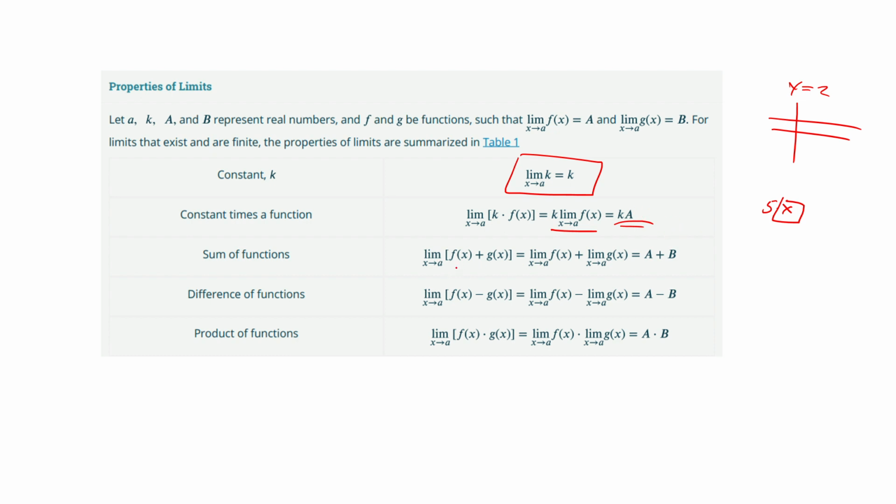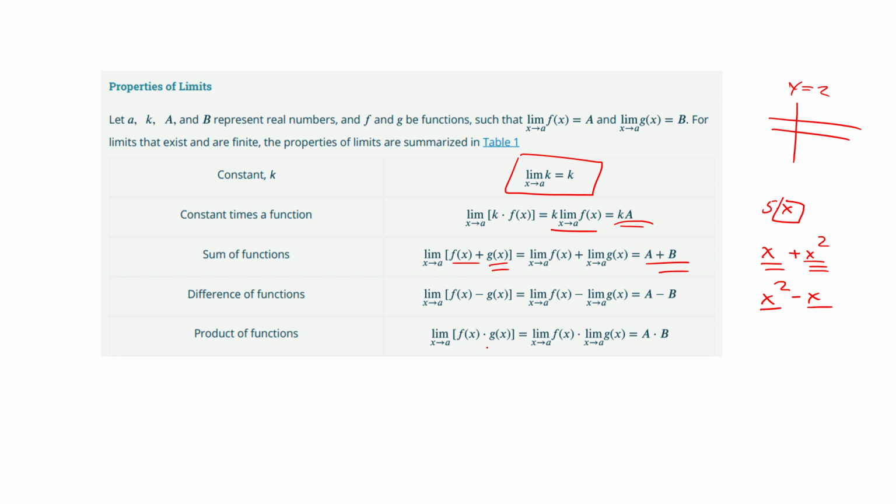Now, what if we were adding two different functions together? Think of two things being added together, x plus x squared perhaps. Well, we could separate them, and we could find the two individual limits, and then just find those two answers and add them together. That would be true. Works the same for subtraction. Suppose we had x squared minus x. We could find the limit of x squared, find the limit of x, and subtract those two.